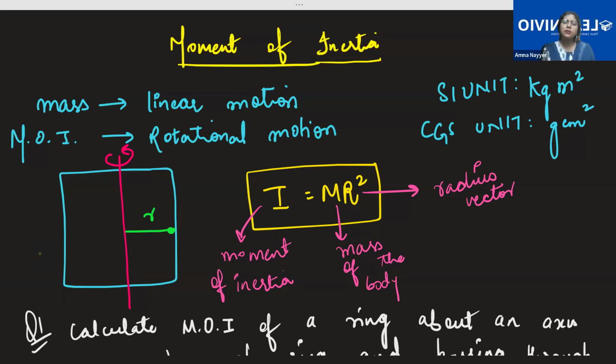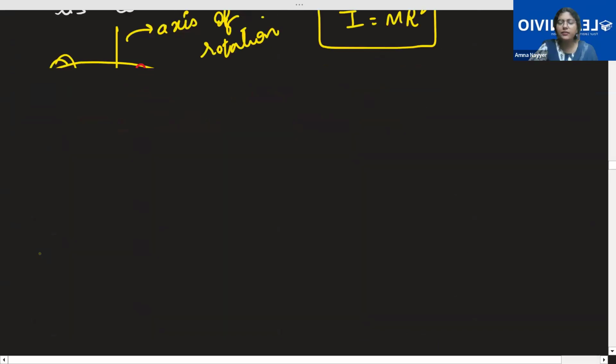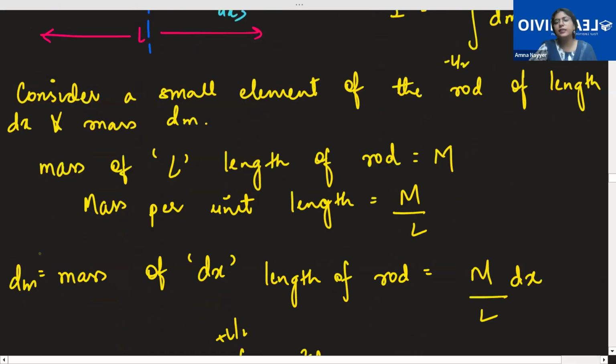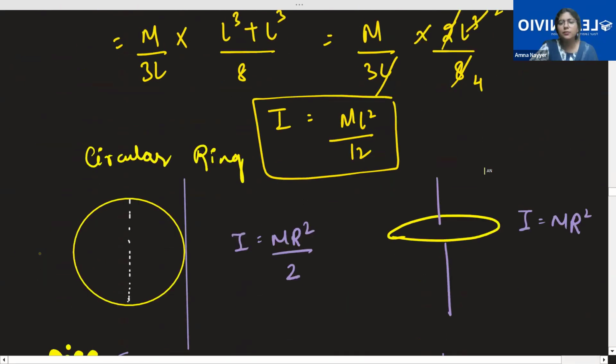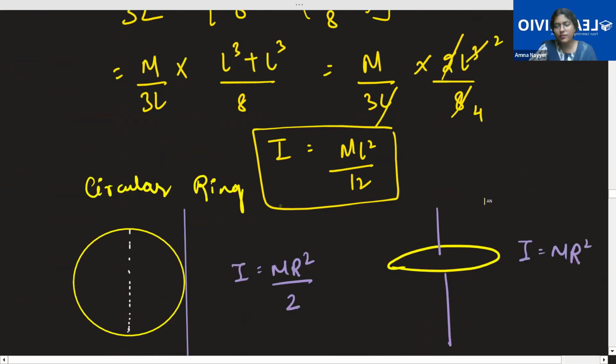Whatever function the mass does in linear motion, the same function is done by moment of inertia. How much moment of inertia does an object have when it moves? In SI units you have kg meter square as the unit, and the CGS unit will be gram centimeter square. This is one thing which we did, and one lengthy numerical also we did, based on mass per unit length, where ml square by 12 came.